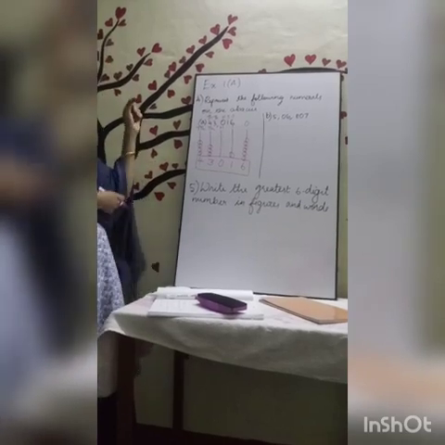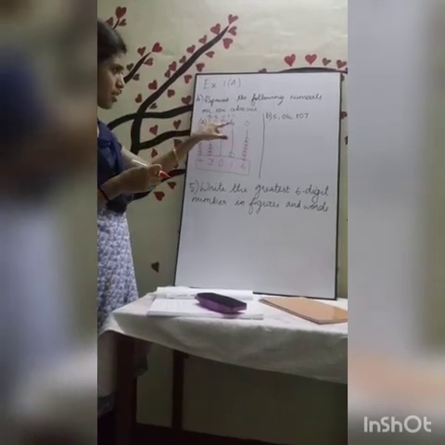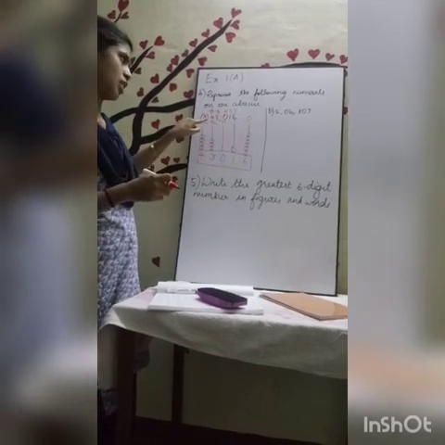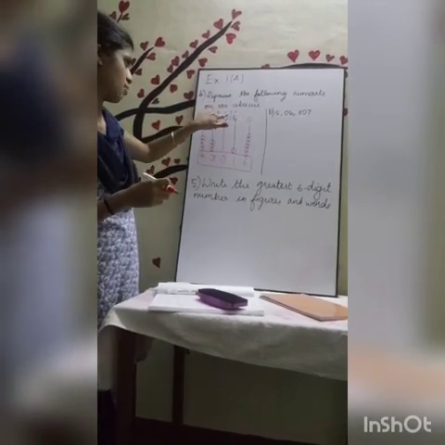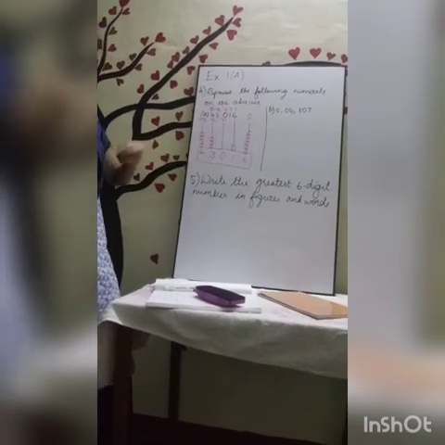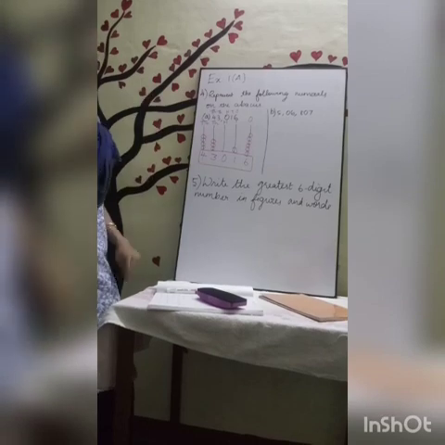Okay, first what I am doing is seeing how many digits there are. Based upon that I am drawing the stripes. Then I am writing the place value above that. Then I am writing the numbers down below. Then I am counting the circles.